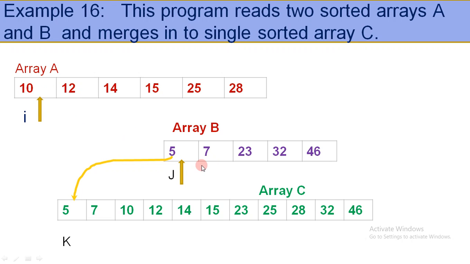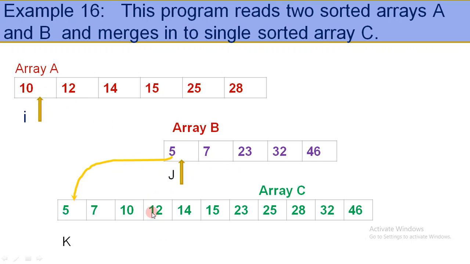Anyway, 10 is compared with 7 again, and 7 is lesser than 10, therefore 7 will be placed over here. And this index will further move. It will come and sit beneath 23. Now 10 is compared with 23. 10 is lesser than 23, therefore 10 will go over here.